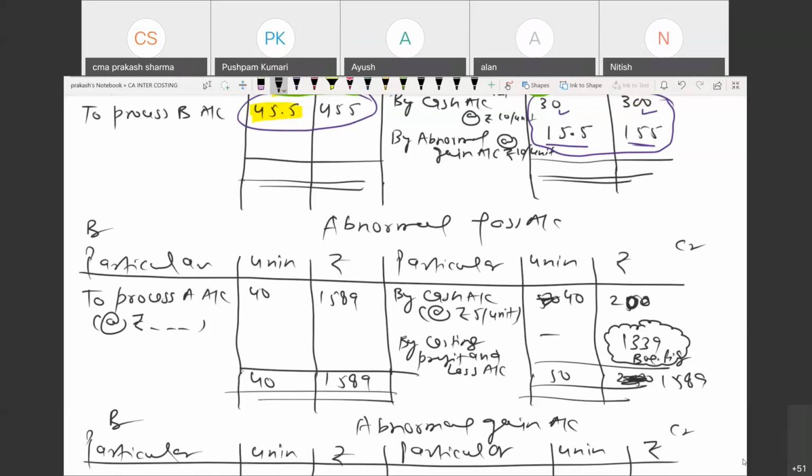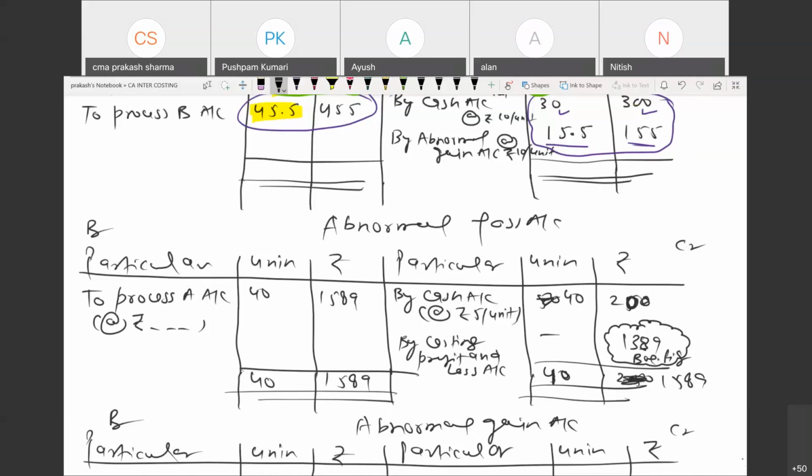Please forgive me, and now let me know whether this account is clear to you or not. You might be wondering from where these 50 units have been written on the credit side. Now I guess this account is clear to you. 40 units abnormal loss taken from process A. It cost us rupees 1589. These 40 units will be scrapped at the same rate at which normal loss was scrapped, at rupees 5 per unit. So out of the total cost of abnormal loss 1589, rupees 200 is recovered by us. So the difference 1389 would be our net loss that would be transferred to costing profit and loss account.